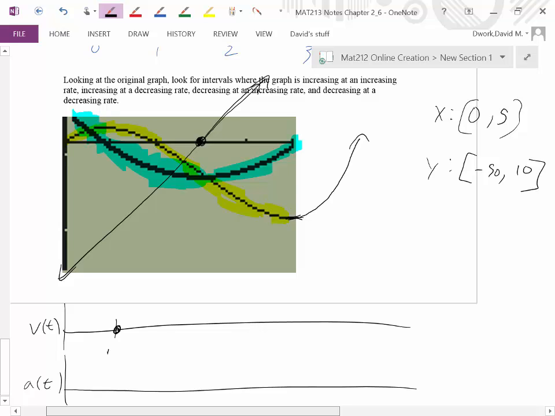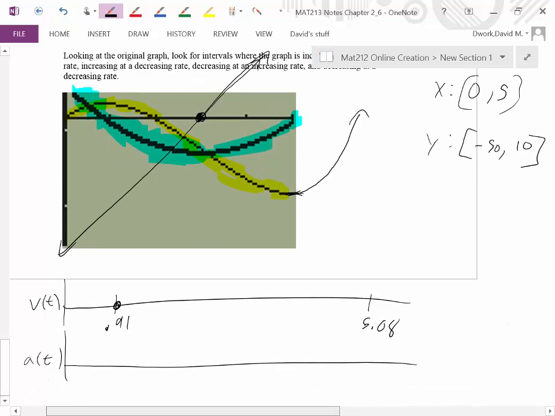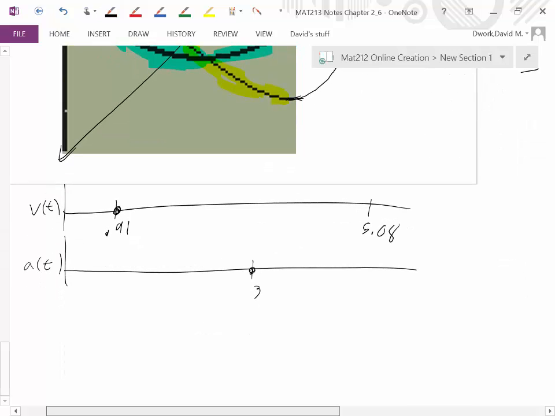So remember on the velocity graph, we had a 0 at 0.98-ish, I think, and we had another 0 at 5.08, something like that. Maybe it's 0.91. Then on our acceleration graph, we had a 0 at 3. Now, here's where the magic kicks in.